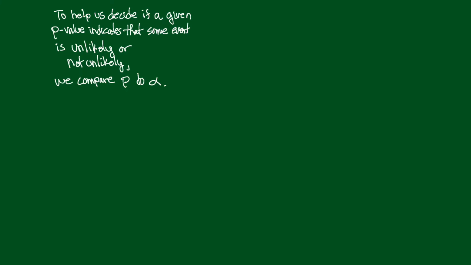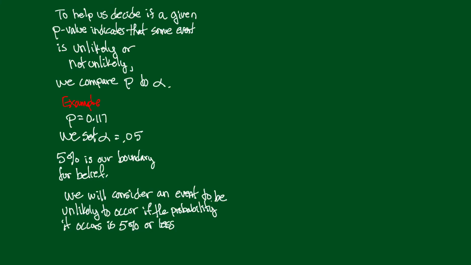To help us decide if a given p-value indicates that some event is likely or unlikely, we compare p to alpha. Now here's an example. Suppose in our hypothesis test we compute the p-value, which we'll do soon, to be 0.117. Now we set alpha. Suppose that we set alpha to be, say, 0.05. Well, this means that 5% is our boundary for belief. We will consider an event to be unlikely to occur if the probability it occurs is 5% or less.